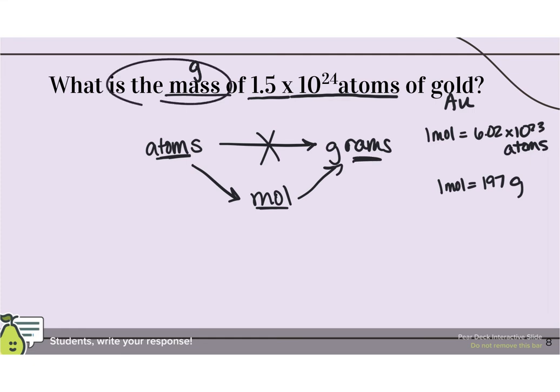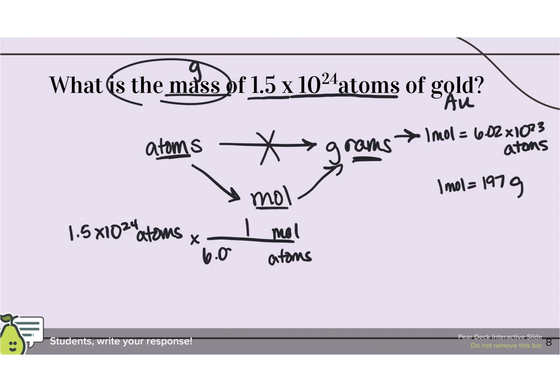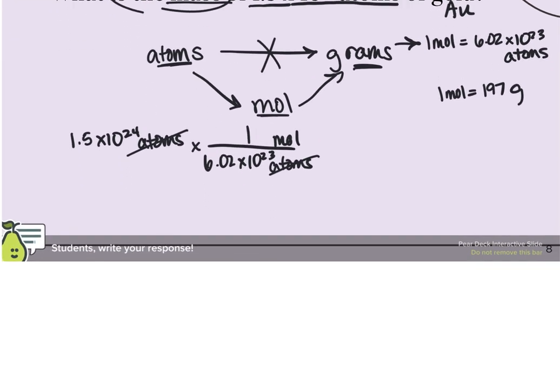So we're going to start with what we're given, 1.5 times 10 to the 24th atoms. We are going to convert atoms into moles, okay? So we're going to use this first step here. 1 mole is always equal to 6.02 times 10 to the 23rd atoms. So if I stopped right here, atoms would cross out, and the units that I would be left with would be moles. But I need to get to grams, so I have 1 more step to go. I'm going to try to convert moles into grams.